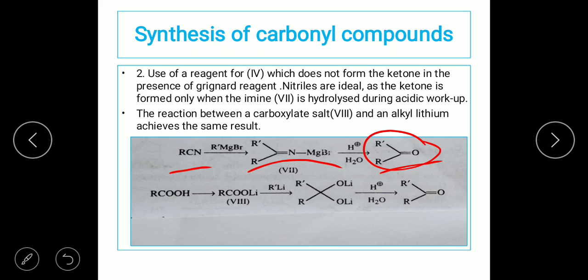Now when you have the carboxylic acid as starting material, then the carboxylic salts also can be used, which on reaction with the alkyl lithium is going to give rise to an intermediate, which on further acid hydrolysis is going to give rise to the ketone. So this approach is also feasible and appropriate for the formation of the ketone. So these are some of the applications of how we can make use of the disconnection of ketones, and also some of the best syntheses which have been used.